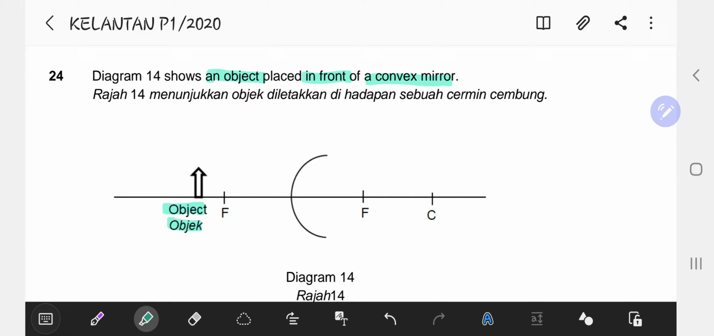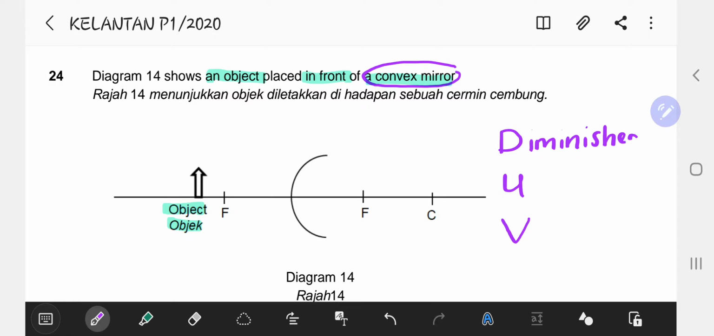For the image formed by the convex mirror, the characteristic of the image will be all the time the same. No matter where the position of the object is, the characteristic of the image will always be the same for a convex mirror. So what is the characteristic? You memorize this: DUV. D-U-V stands for D, diminish.